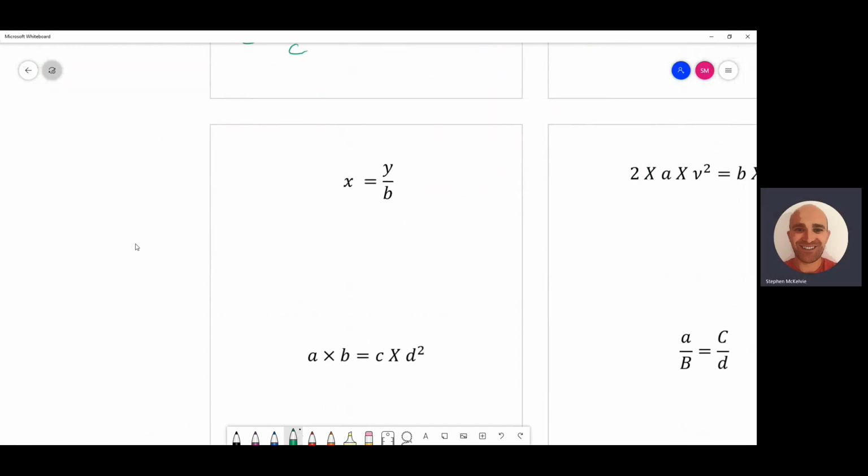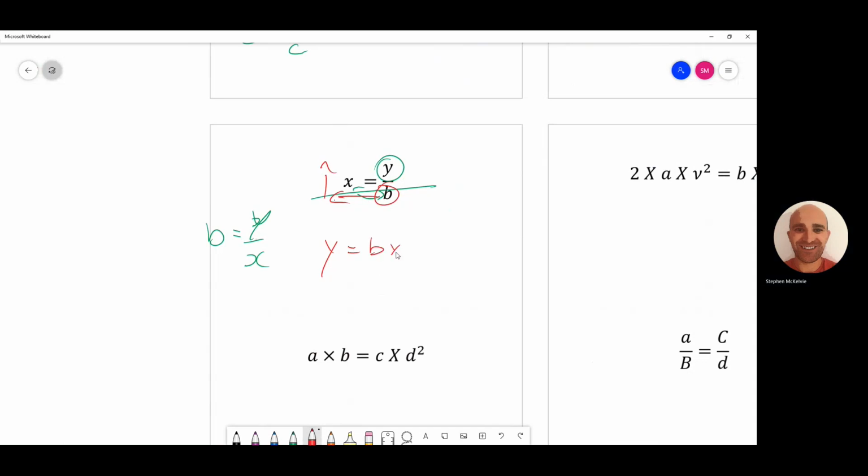X is equal to Y over B, the easy one. Swap everything at the bottom with everything at the top if you want to find B. B is equal to Y over X. If I want to find out what Y is equal to, draw my line. I need to move B. B is the awkward one. Y is equal to, take my B, move it to the other side of the equals to, then it goes to the other side of the line. B times X. You can also write this as B times X equal to Y. It doesn't really matter. Same thing.